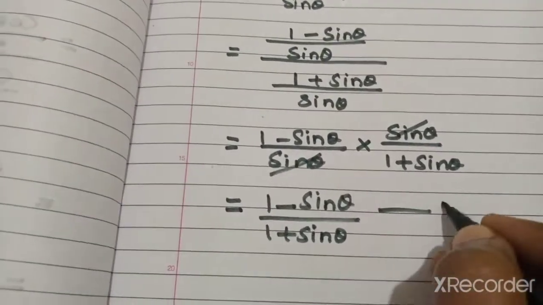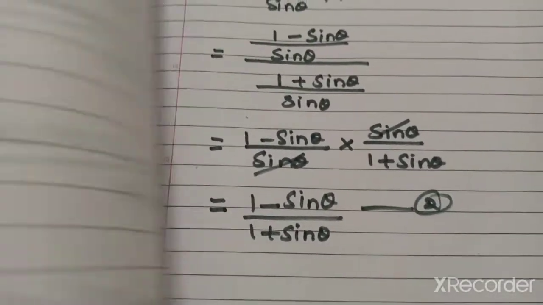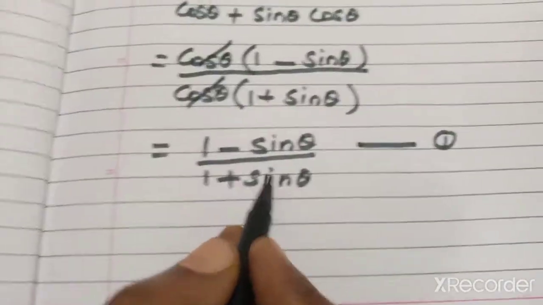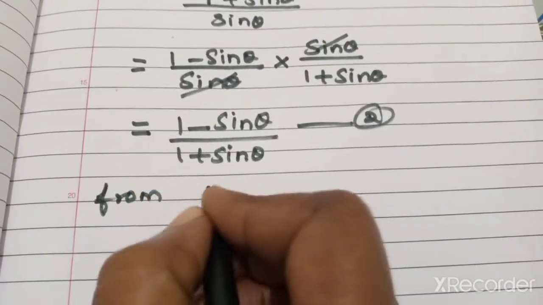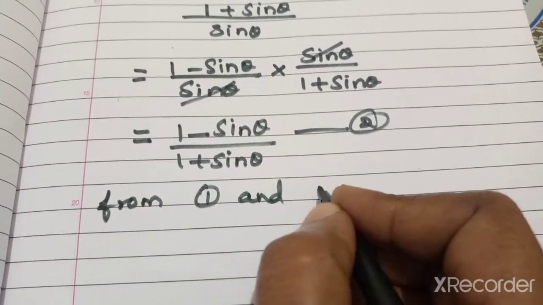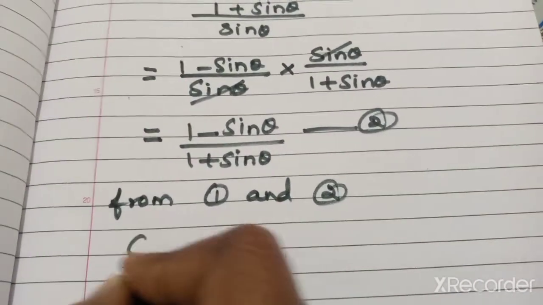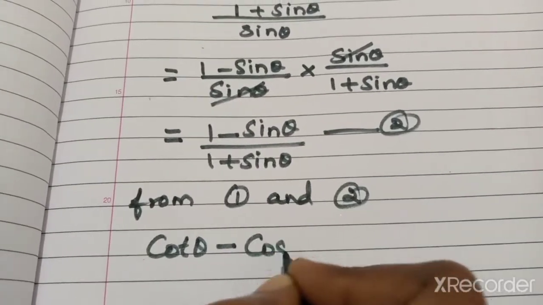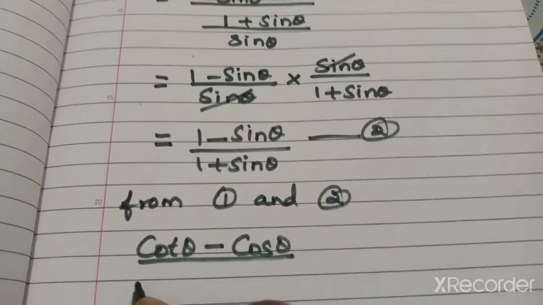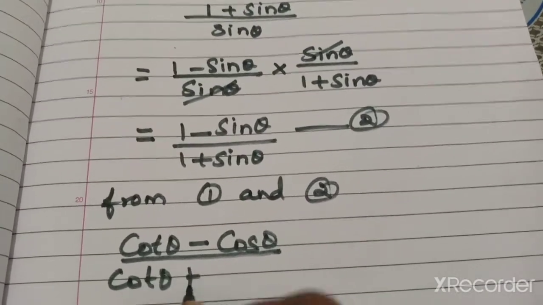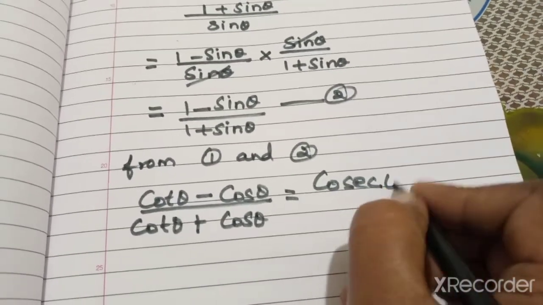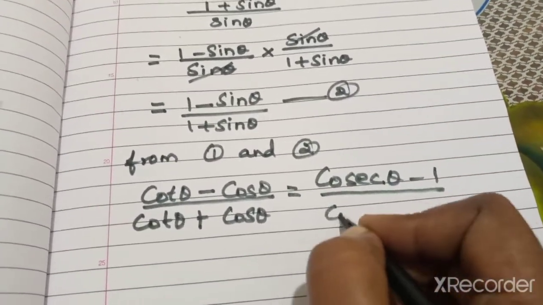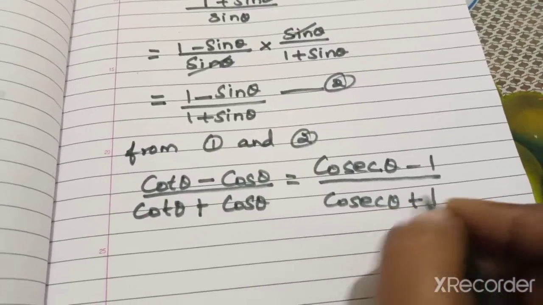Okay, which is equation number 2. What is equation number 1? 1 minus sin theta by 1 plus sin theta. Equation 2 also 1 minus sin theta by 1 plus sin theta. So from equations 1 and 2 we can say, what is the question? Cot theta minus cos theta by cot theta plus cos theta is equal to cosecant theta minus 1 by cosecant theta plus 1. Understood, students?